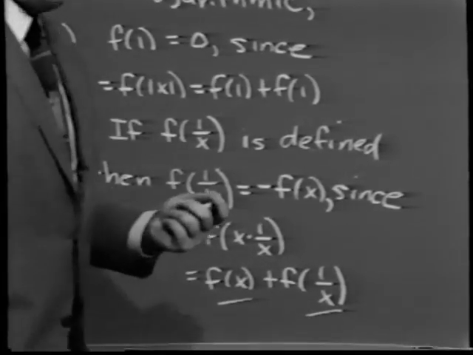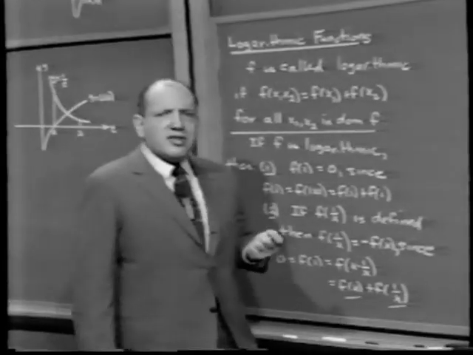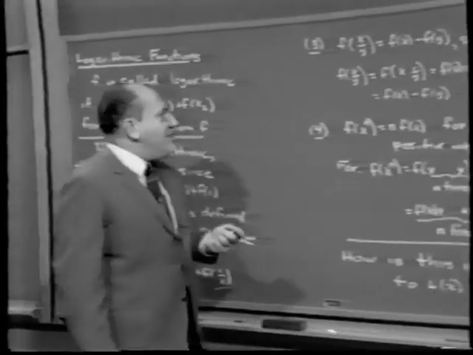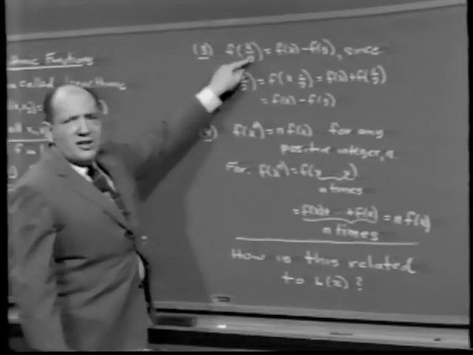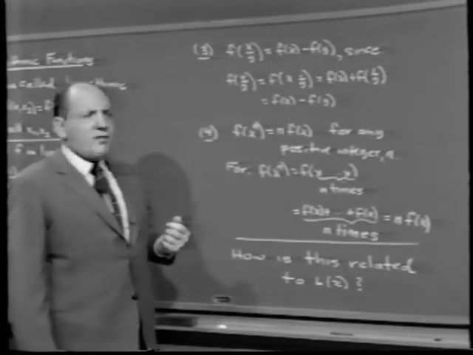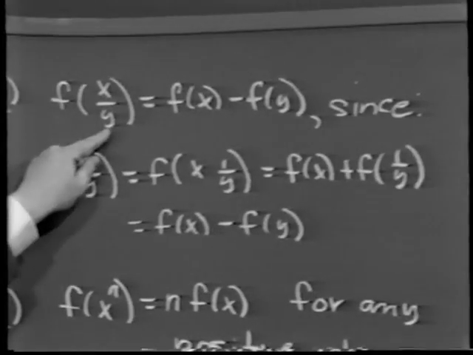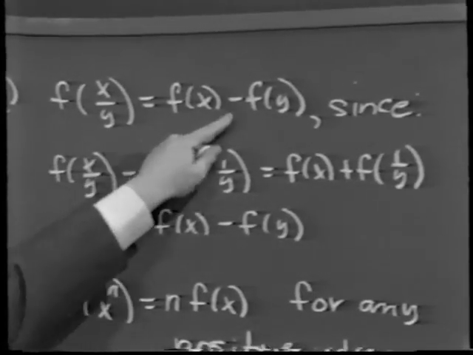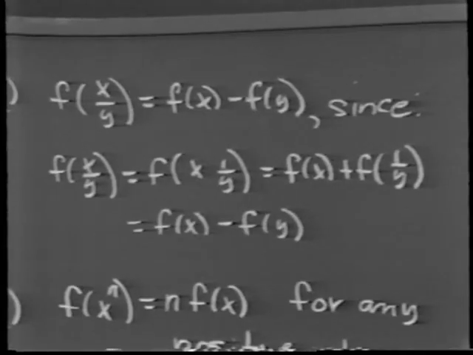And we'll just take a few more properties like this, just to make sure that you see what properties logarithmic functions have. Remember again the ordinary logarithm? The logarithm of a quotient was the difference of the logarithms. Again, f of x over y is equal to f of x minus f of y. Why is that the case?